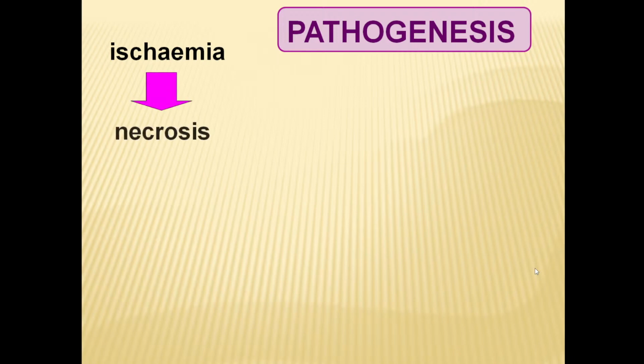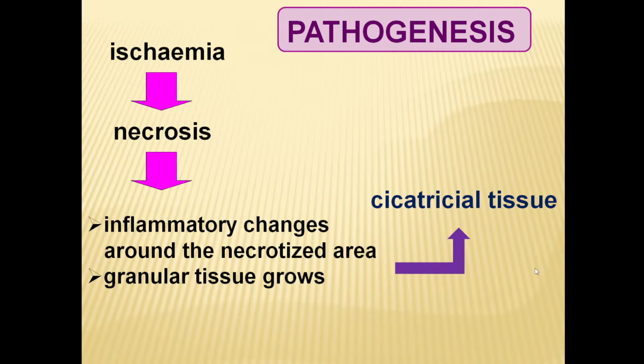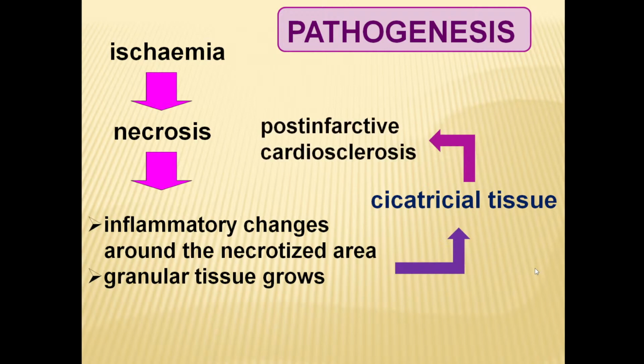If we stop on pathogenesis, the initial period of myocardial infarction is characterized by ischemia because of short-time obstruction of coronary vessels, manifested with an ischemic process in the heart muscle. Later, it's transformed into necrosis. After some time, around the necrotized area there will be inflammatory changes, which usually finish with formation of granular tissue. In other words, with formation of a post-infarction scar, growth of cicatricial tissue. It is the optimal finish of myocardial infarction, with formation of post-infarctive cardiosclerosis.